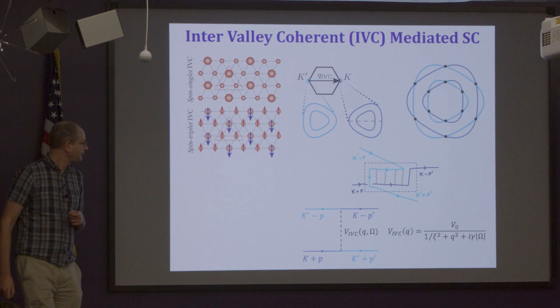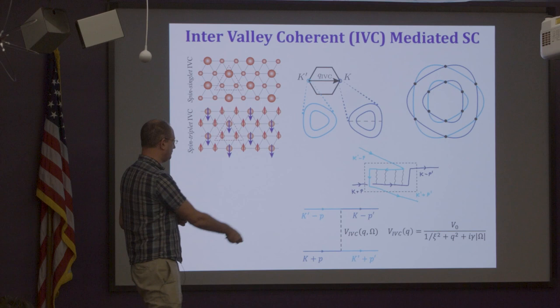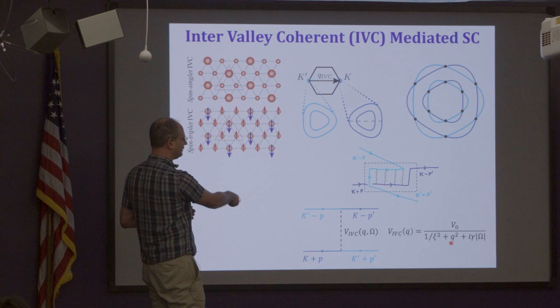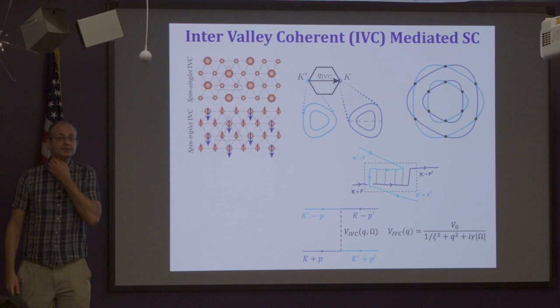Yeah, that doesn't exist for IVC because it's actually a large Q. You can say the Q is in this gamma, if you like. But I'm sort of expanding, not really around Q equals zero. I've folded the two valleys on top of each other, so I called it Q equals zero, but it's actually not. It's actually this large Q intervalley. Yes.